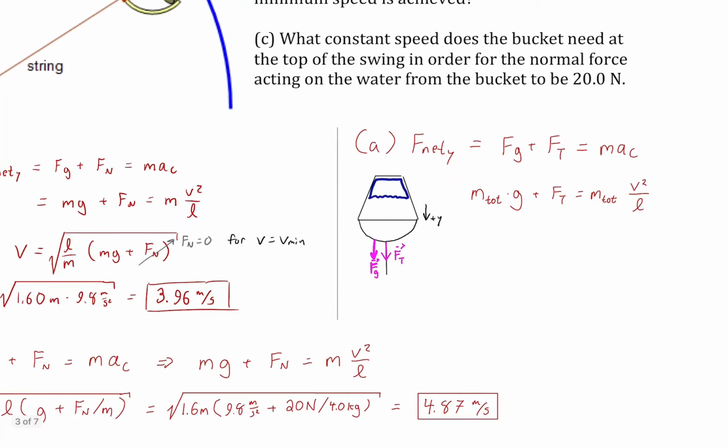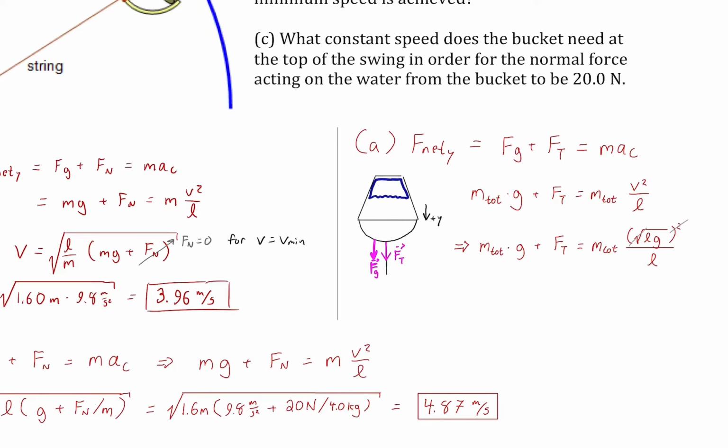So if we consider the bucket now instead of the water, the forces acting on the bucket are the tension and gravity. So it's tension instead of the normal force. We're then going to plug in the total mass, because that's the inertia now, because the water is inside the bucket, so it has to be considered. All right, and then we also have the total mass on the right-hand side of Newton's second law, the ma part of F net equals ma. Okay, and then we just plug in what we know.